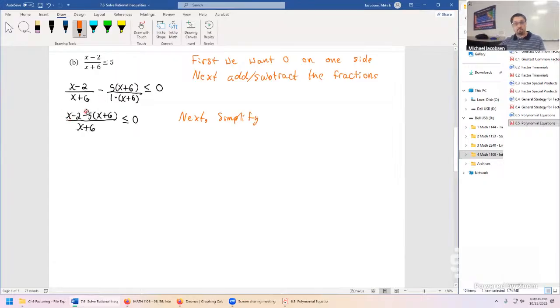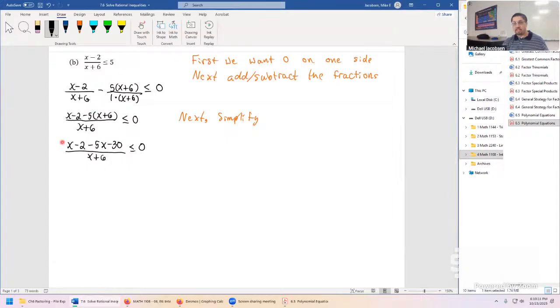This numerator here, and then we can get started on the problem as if it was just like part A. So all we're really doing is distributing the -5 inside and then combining like terms. So the numerator is now x minus 2 minus 5x minus 30, divided by x plus 6, set less than or equal to 0.